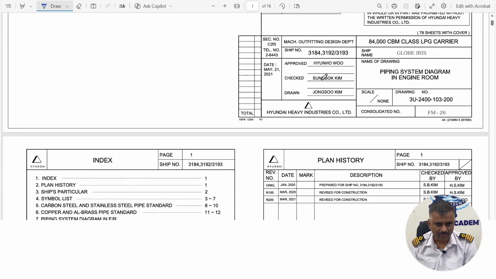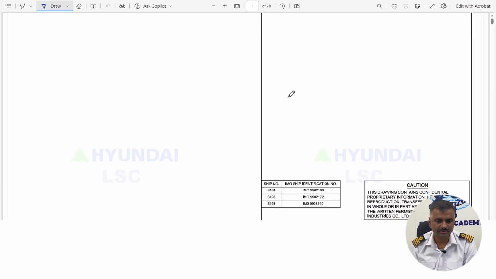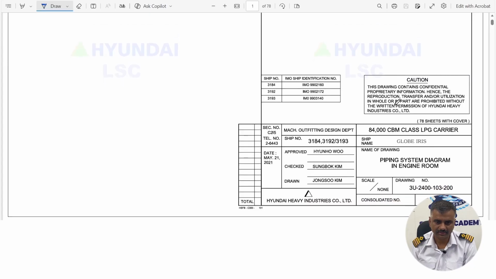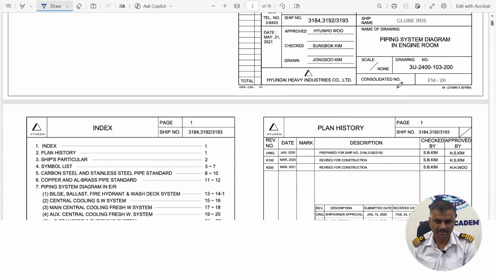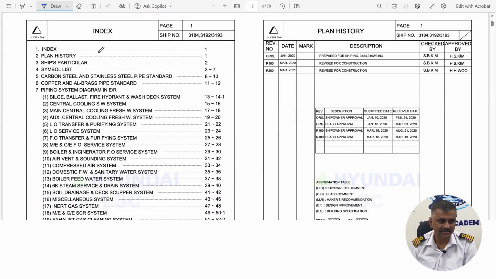So here we see this is based on one of the vessels' pipeline diagrams. Okay, this is from the HHI shipyard. So you see it is Hyundai shipyard. Okay, Korean built vessel. Okay, LPG carrier pipeline diagram in engine room. We can see this index, we can see there are certain things that we are going to discuss in the index.